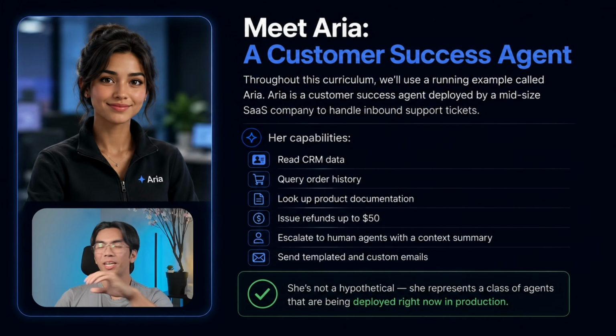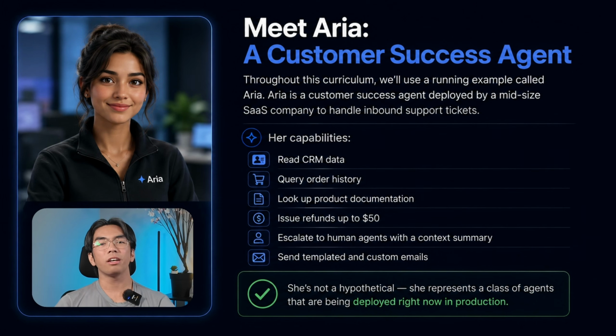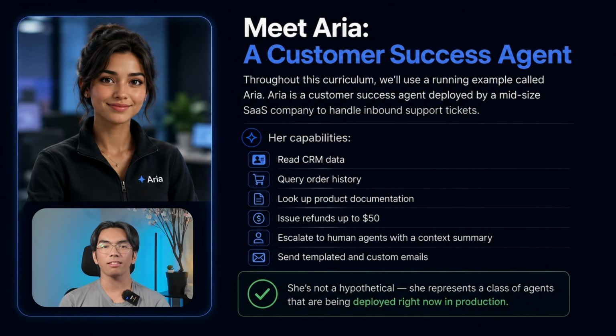All right, meet Arya. And no, Arya is not actually real. Arya is a customer success agent. A mid-sized SaaS company deployed her to handle inbound support tickets. And here's what she can do. She can read CRM data, query order history, look up product documentation, issue refunds, but only up to $50, escalate to a human agent with a summary of the context, and send emails, both template and custom. And I want to be clear, Arya is not actually hypothetical. She represents a class of agents being deployed in production right now. So is Arya an agent? Yes.